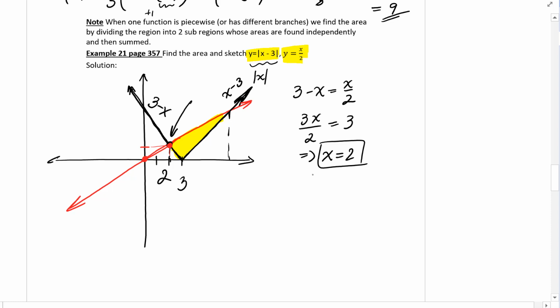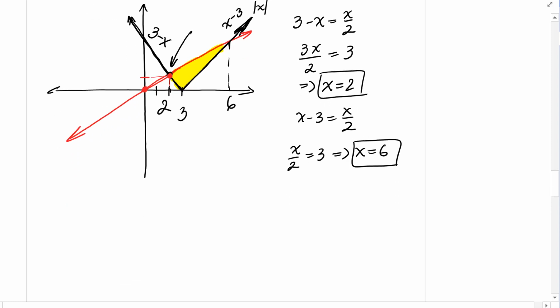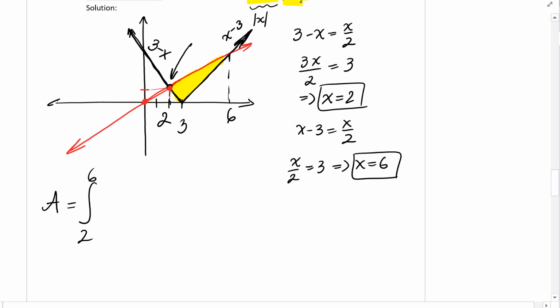The other point, we set x minus 3 equal to x over 2, and we get x over 2 equals 3, which means x equals 6. So we found the intersection points. Now, what is interesting in this problem compared to the other ones is that if you calculate the area, you get the integral from 2 to 6 of the red function, which we actually have. We don't have a name for it, so I'm just going to put x over 2 minus the other function, which is x minus 3 in absolute value, dx.